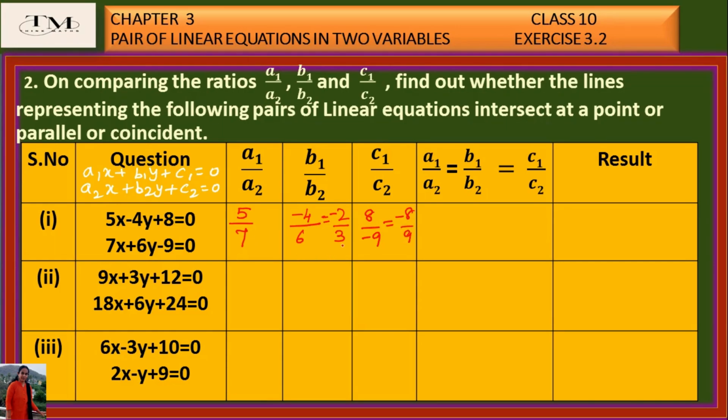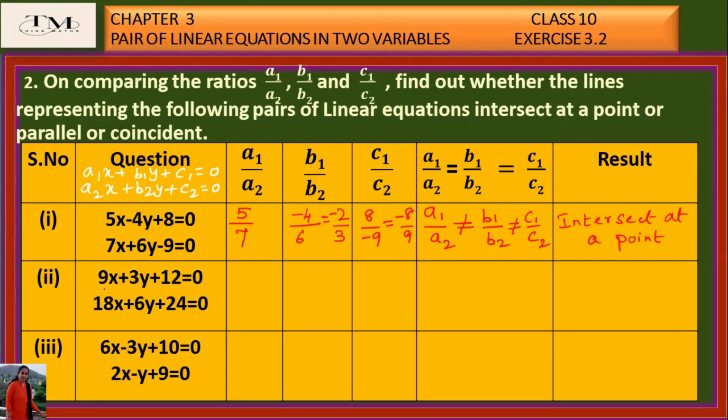So if we compare all these values, they are unequal. That is, A1 by A2 is not equal to B1 by B2. If this condition exists, we need not check C1 by C2. So if A1 by A2 is not equal to B1 by B2, then we can say that both these equations intersect at a point. So the result is they intersect at a point.